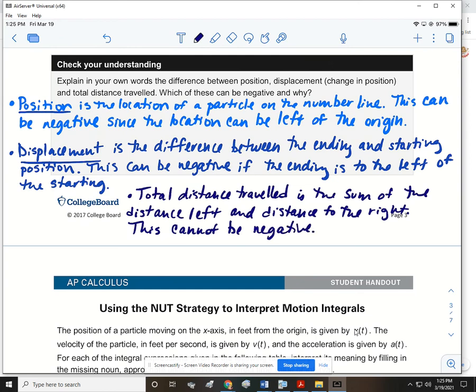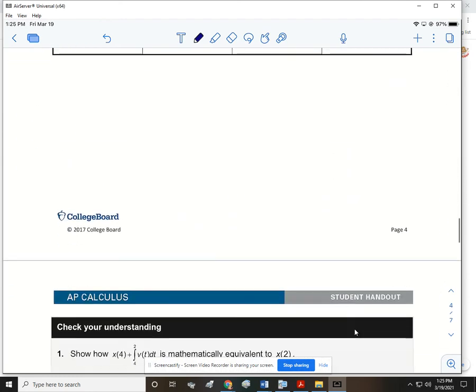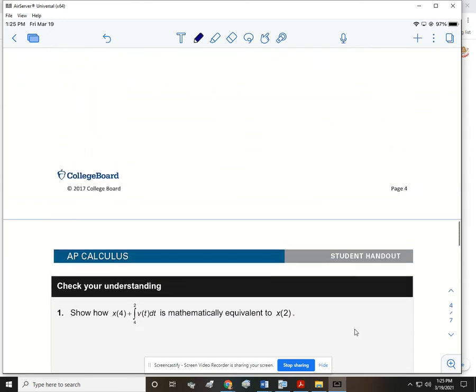All right. So your assignment is to finish this packet. So you have a table to do and then just 3 problems to do at the end.